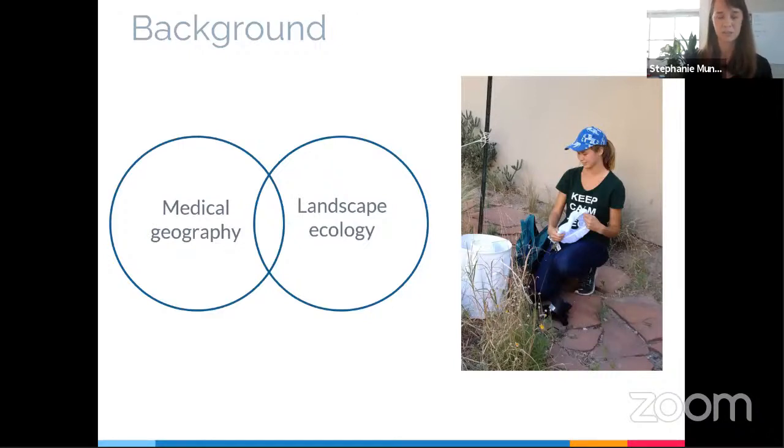So that's where I see myself as situated, in this overlap of landscape ecology. I draw a lot on methods from that field, but then also think about medical geography, trying to understand from a spatial perspective how those things influence human vector-borne disease risk. This is an area of questioning that I was introduced to during my undergraduate years. I also was able to pursue similar research during my master's program. This is a picture of me sampling mosquitoes out in the desert. And I'm really grateful that I get to continue asking these questions now as a doctoral student in this program.